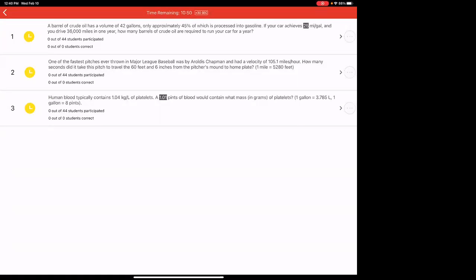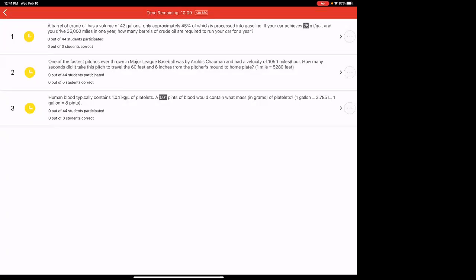Professor, can I have help on the second one? Sure thing. Where would you like a starting point? Yeah, starting point. I'm assuming we have to convert the feet into miles per hour or the other way around. Yeah, because your miles per hour is your velocity, and you're trying to get to a time. So you're going to have to convert your 60 feet, 6 inches. And you've got miles per hour, but you're going to eventually have to take that feet over into miles, right?